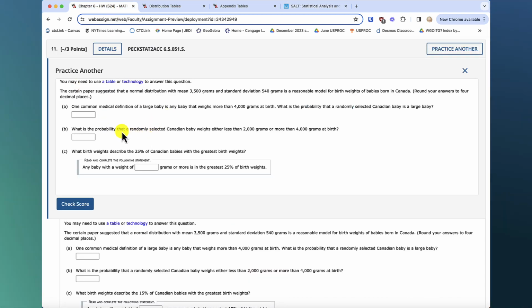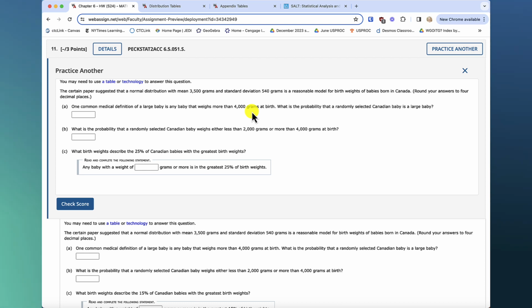Part A here, one common medical definition of a large baby is any baby that weighs more than 4,000 grams at birth. What's the probability that a randomly selected Canadian baby is a large baby? So this is the real question. What's the probability of randomly selecting a baby and it's large? And then we have a definition. Weighs more than 4,000 grams.